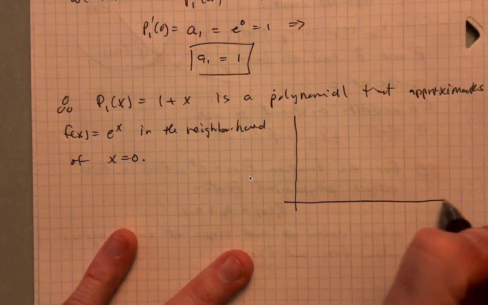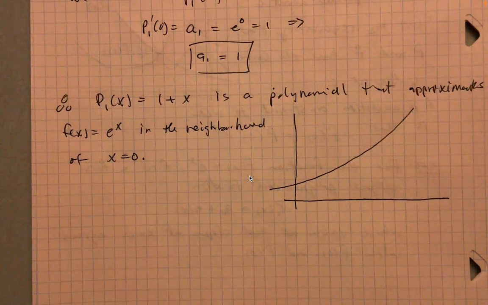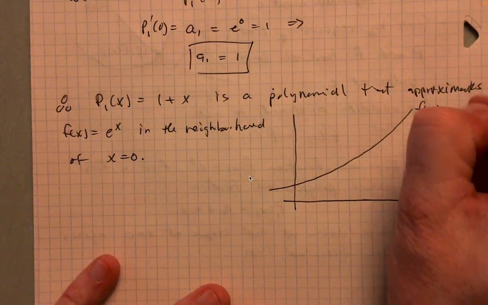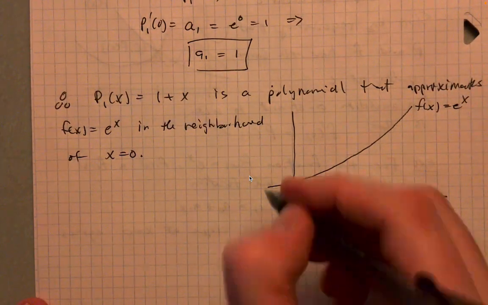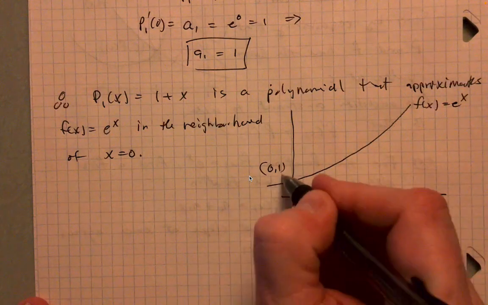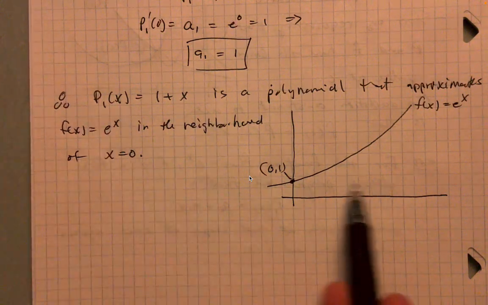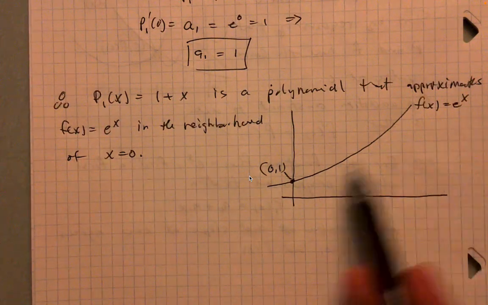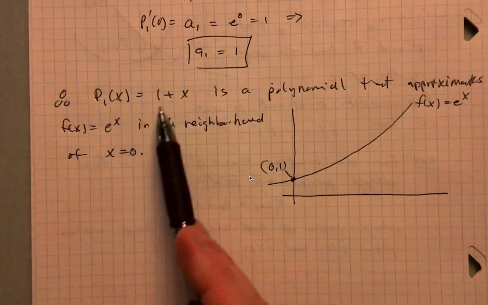Let's draw a picture here. And we kind of already drew this, as this was our first example, right? So if this is our f of x equals e to the x, we know that's kind of what it looks like. It passes through the point (0, 1). And what we've established just now is that a first-degree polynomial that approximates f of x equals e to the x at x equals 0 is this guy, P1 of x equals 1 plus x.